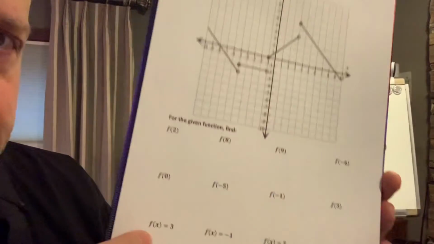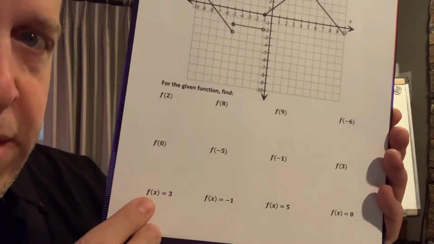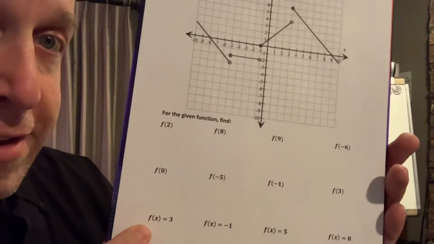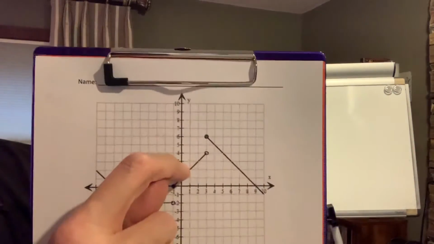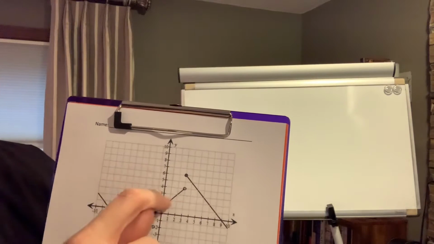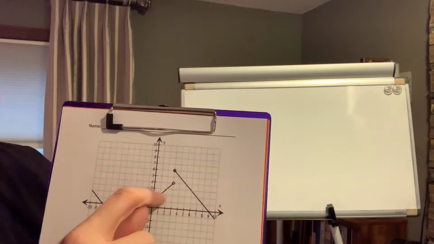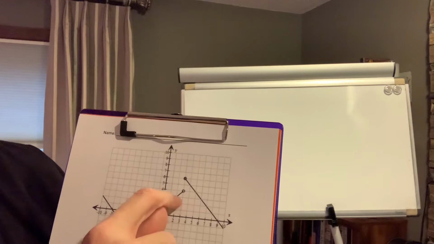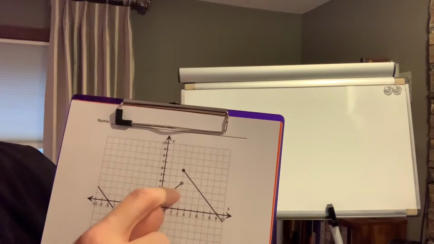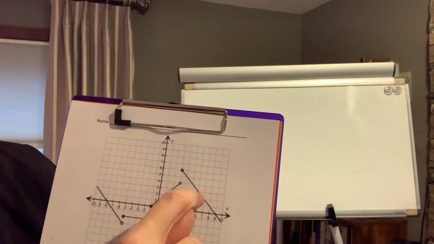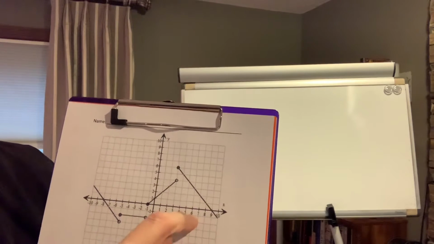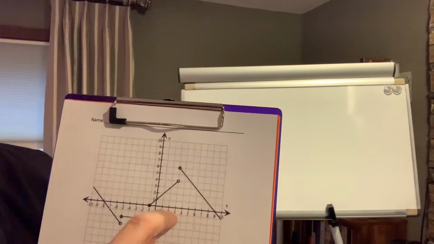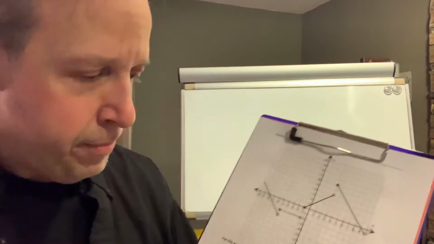Down here it says f of x equals 3, which means what x value has a y value of 3? So now we're looking at the y-axis where we have 3. Now, if I look at the level where 3 is, I see that it crosses right there, which is an x value of 2. But if I keep looking, I see another one right there, which is an x value of 6. So the answer is 2 and 6. Both answers need to be given.